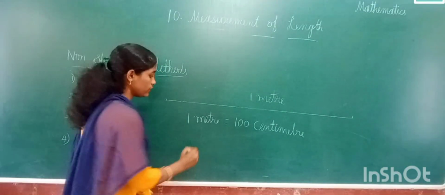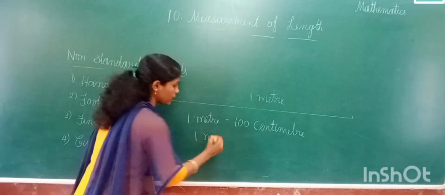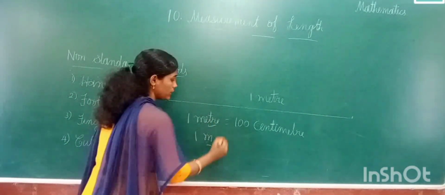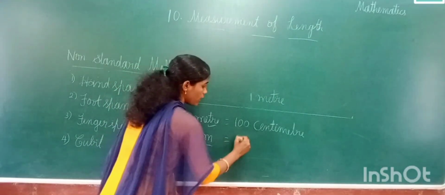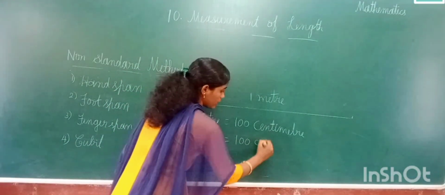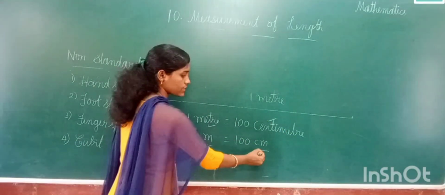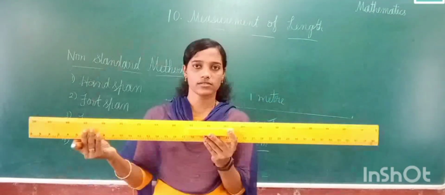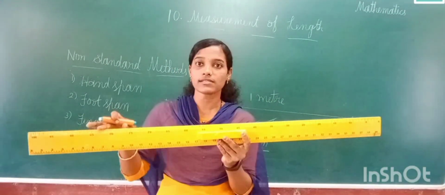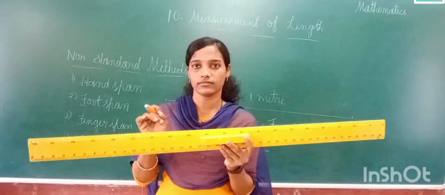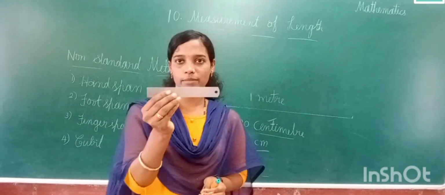Or we can write 1 m. M is the symbol of meter, is equal to 100 centimeter. We can write cm instead of centimeter. Cm is the symbol of centimeter. So 1 meter means 100 centimeter.